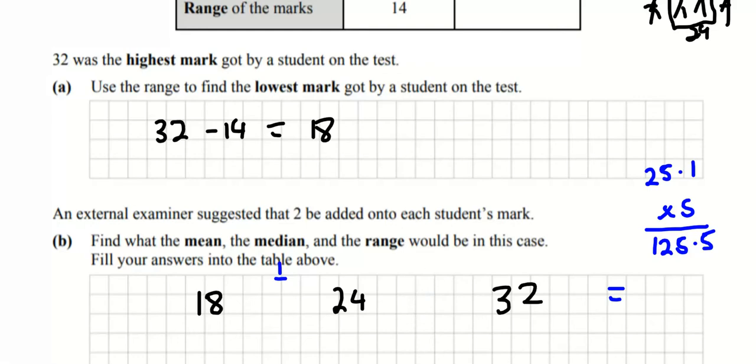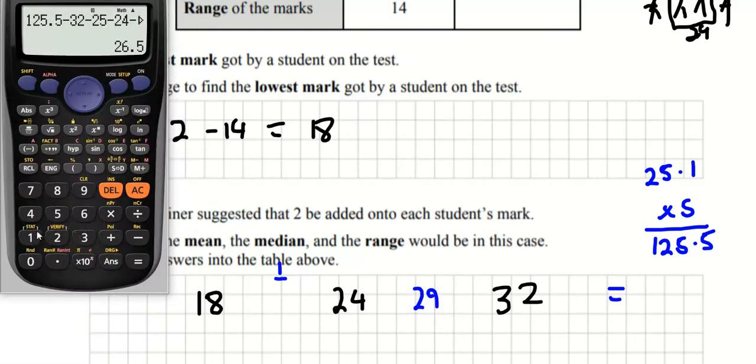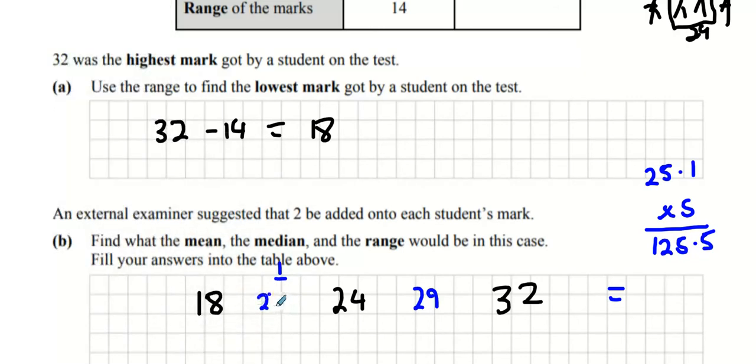Why don't I turn this into 29? Let's try it again. 125.5, because that's what all 5 grades have to add up to. I'm just in a scenario with 5 grades, just to show you what's going on. Minus 32, minus 29, minus 24, minus 18. Great, 22.5. This works perfectly, okay?